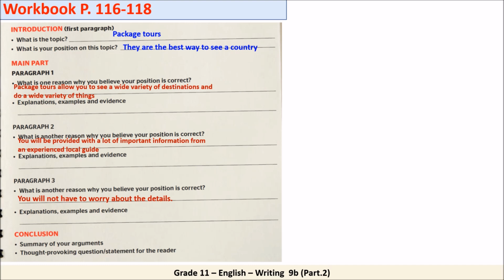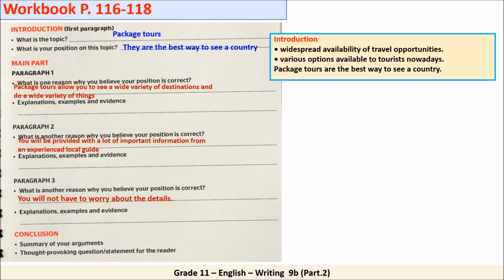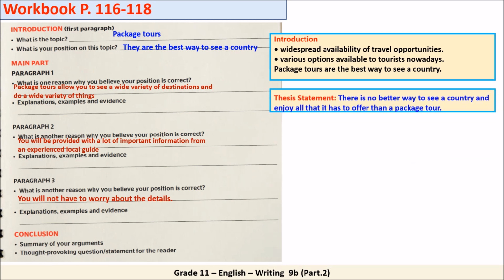For the introduction, you can develop the two ideas in the box into full sentences and then develop a thesis statement that shows your position on the topic. So a possible thesis statement for this essay will be: there is no better way to see a country and enjoy all that it has to offer than a package tour.